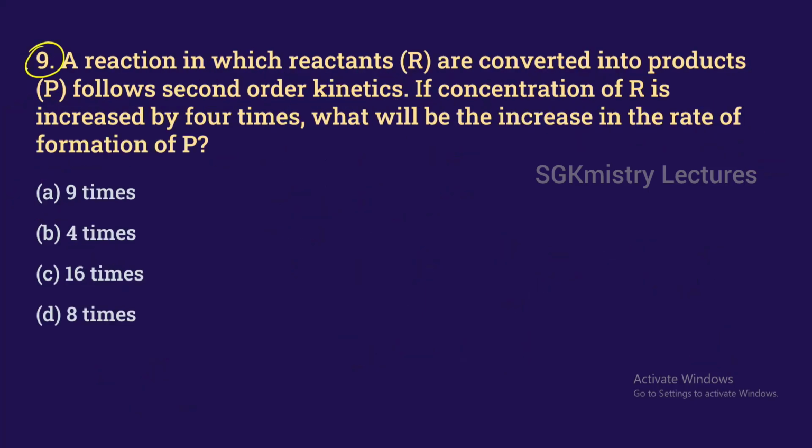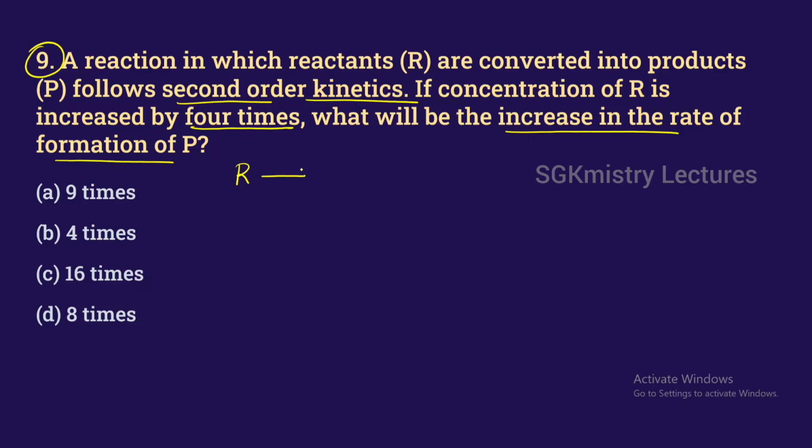Next, question number 9. A reaction in which reactants are converted into products, P, follows second order kinetics. So here they have given clearly it is following second order kinetics. That means it is a second order reaction. If concentration of R is increased by 4 times, what will be the increase in the rate of formation of P? Such type of questions are very important. So you should know the relationship between how the increase in the concentration of the reactants will bring about the increase in the concentration of the products.